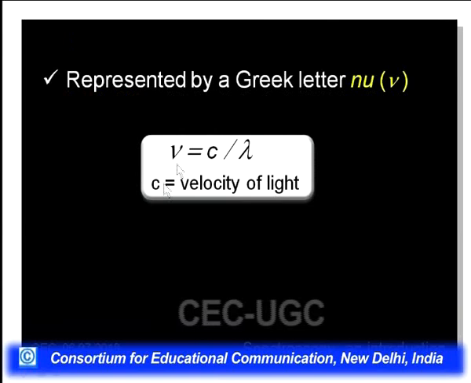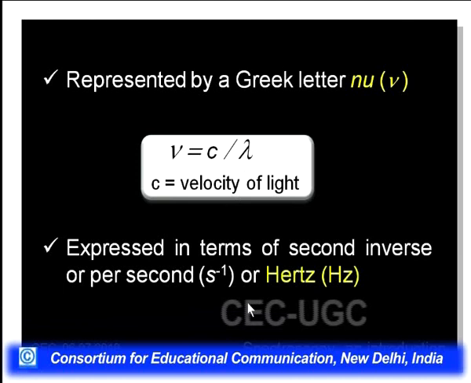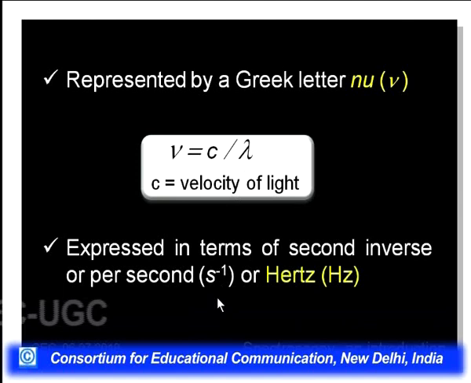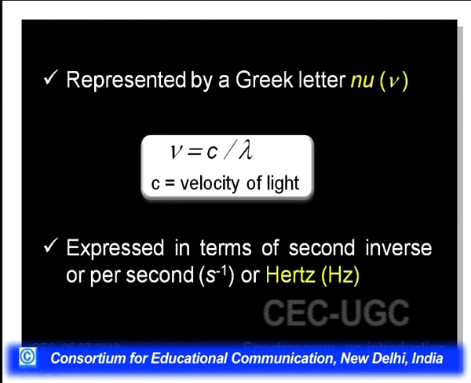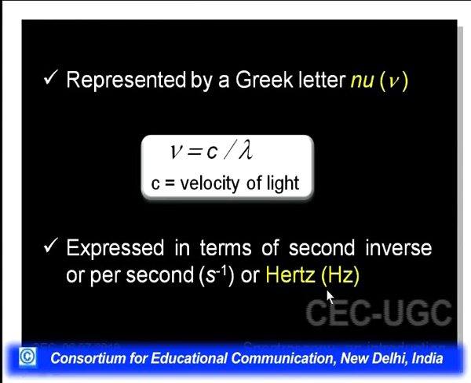So we have the relationship as frequency, which is given the symbol nu, that's a Greek letter here. c is the velocity of light, and lambda happens to be the wavelength here. And the unit for this happens to be the number of waves per unit time. So essentially, the SI unit will be time inverse, that happens to be per second. And to honor Hertz, a scientist here, this has been given a special name, Hertz. So 1 hertz is nothing but 1 second inverse. Okay, so that is the unit of frequency.